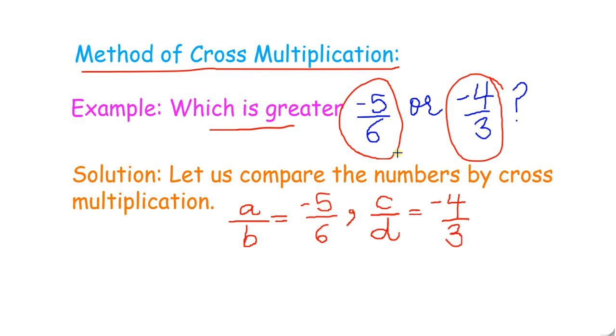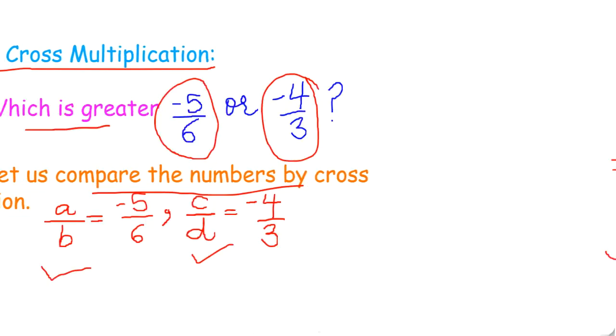So my numbers are minus 5 upon 6 and minus 4 upon 3. So how we are supposed to write the solution? We are supposed to mention that which method we are using. So we will write over here, let us compare the numbers by cross multiplication. Let us just assume that a upon b is equal to minus 5 upon 6 and c upon d is equal to minus 4 upon 3. Now what do we do in cross multiplication?